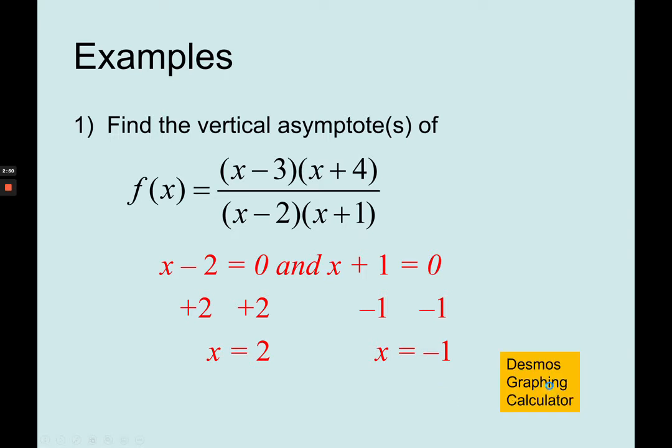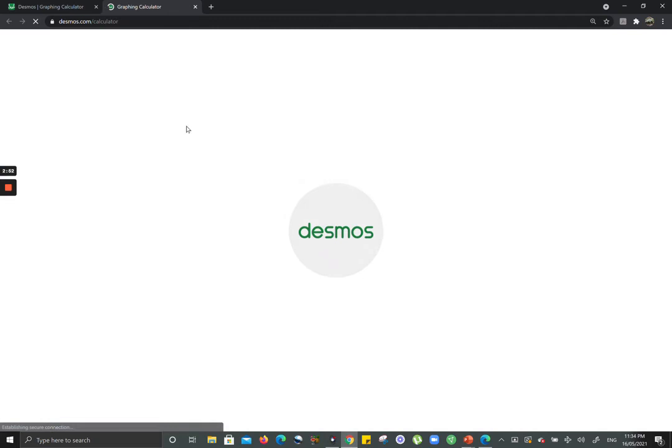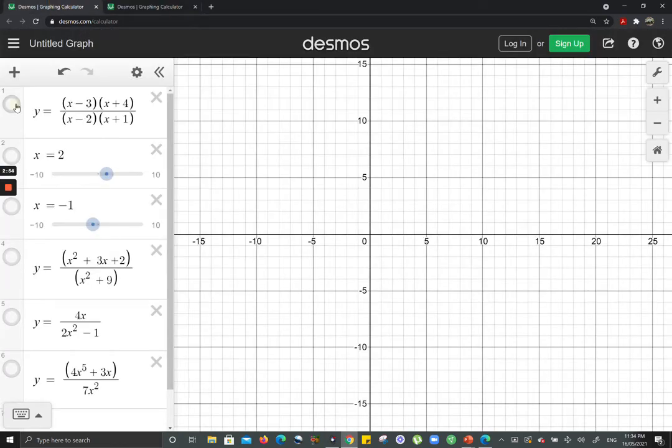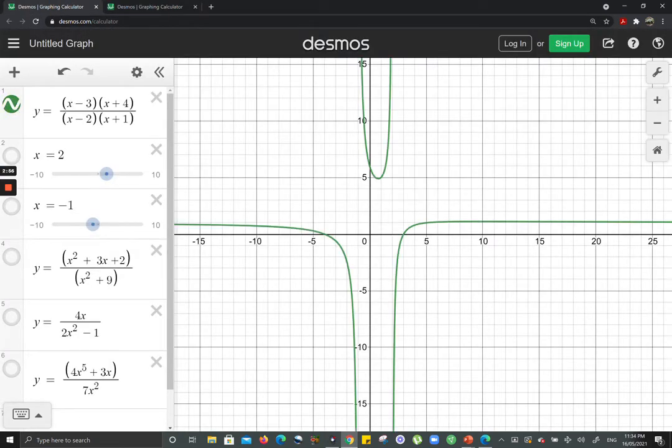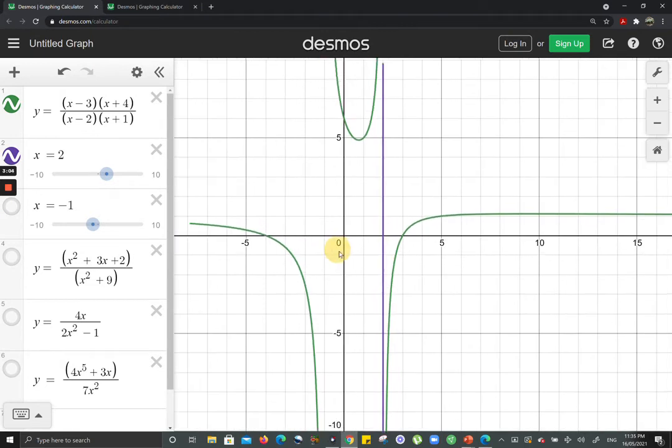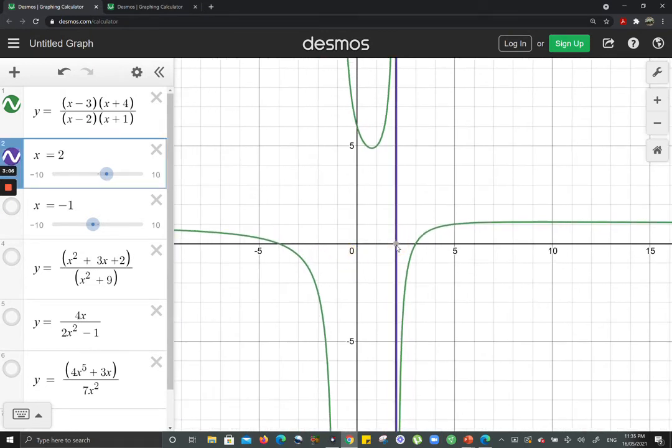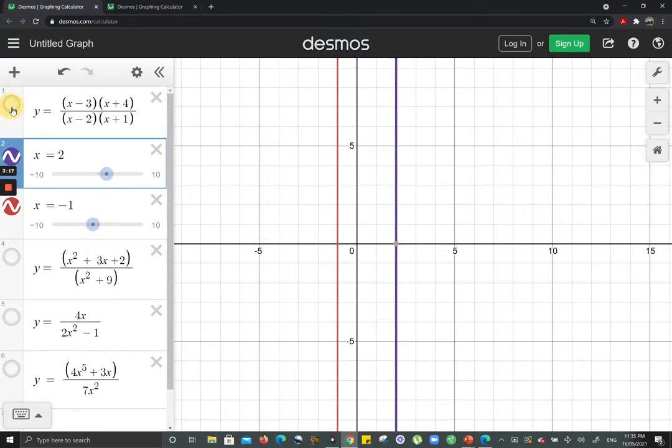Let's check your graph. Actually, it's already here. This is the graph of the function. The first vertical asymptote is located on 2. Let me make it bigger. So here it is on 2. And then your second is actually on negative 1. Okay, those are the vertical asymptotes of your first example. Let me clear it up.